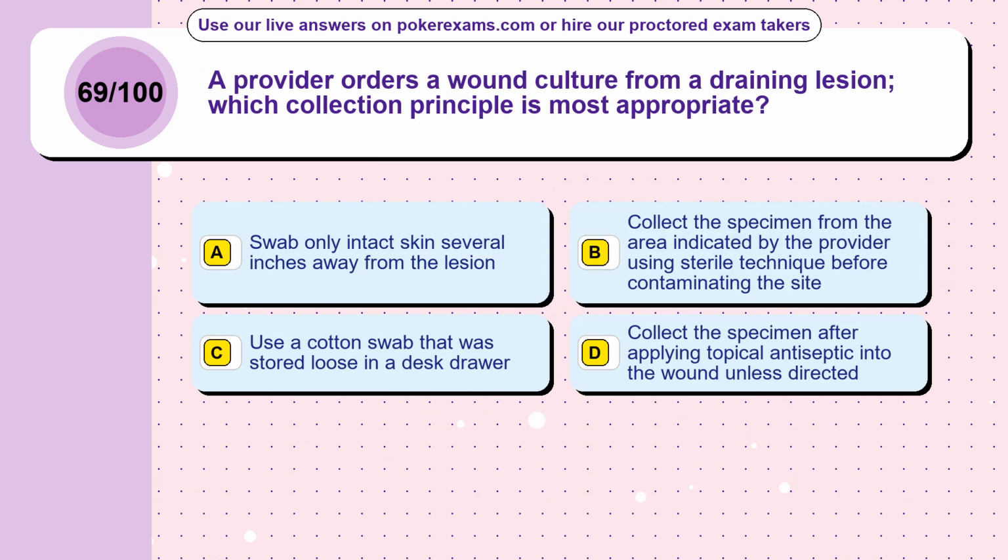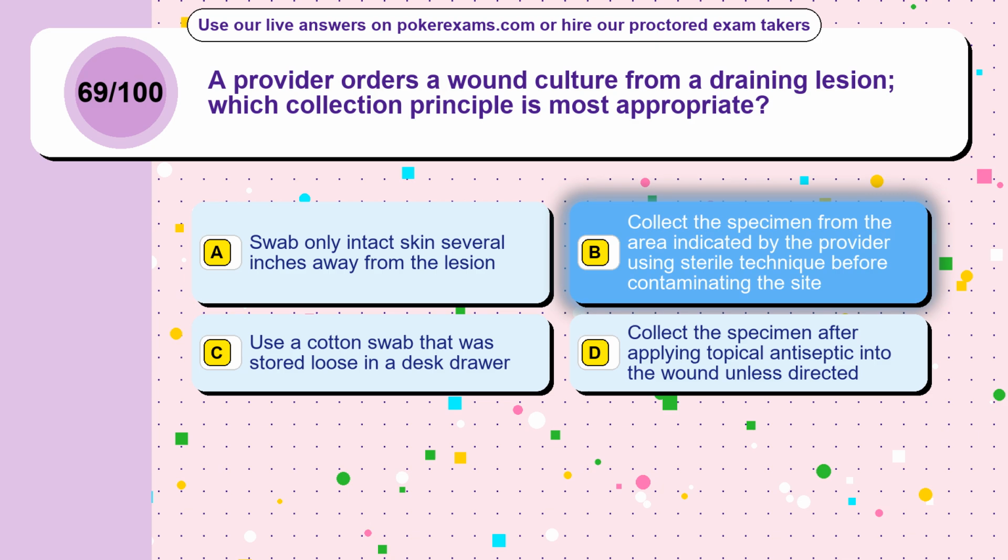Question 69. A provider orders a wound culture from a draining lesion. Which collection principle is most appropriate? Option A. Swab only intact skin several inches away from the lesion. Option B. Collect the specimen from the area indicated by the provider using sterile technique before contaminating the site. Option C. Use a cotton swab that was stored loose in a desk drawer. Option D. Collect the specimen after applying topical antiseptic into the wound unless directed.